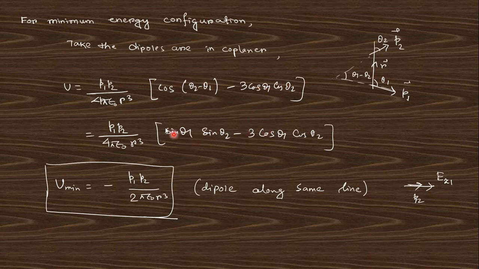So this will be the minimum when they are in the same direction, that is, the angle will be the same: theta 1 equals theta 2. If we put theta 1 equals theta 2 and substitute this value, this gives you 1, and this is minus 3, so finally you get minus 2. So these are cancelled out, and finally this is the minimum energy. This condition is coplanar and the same line direction.